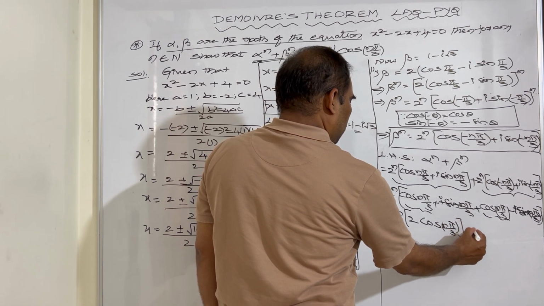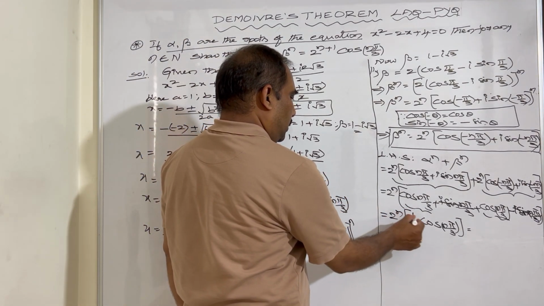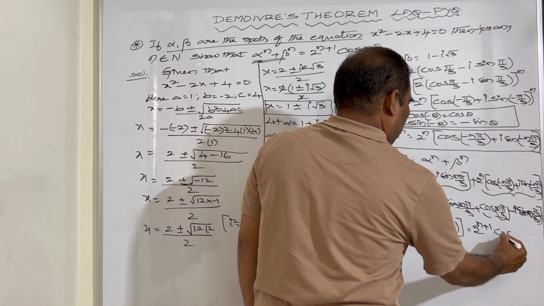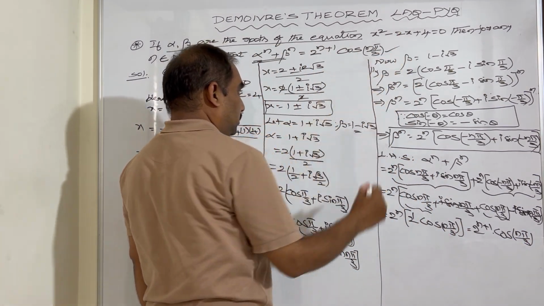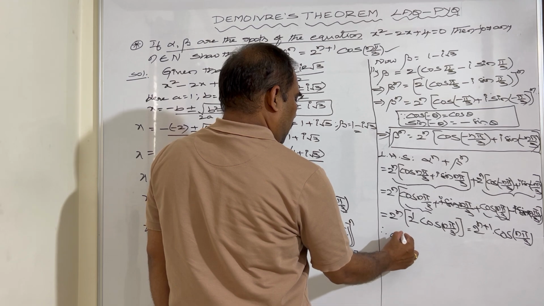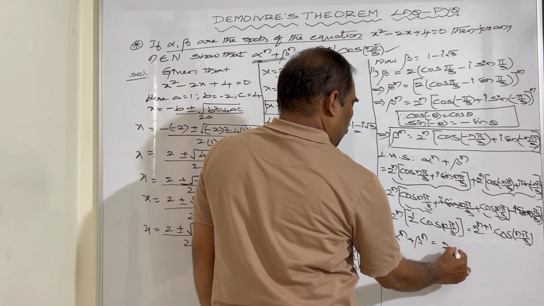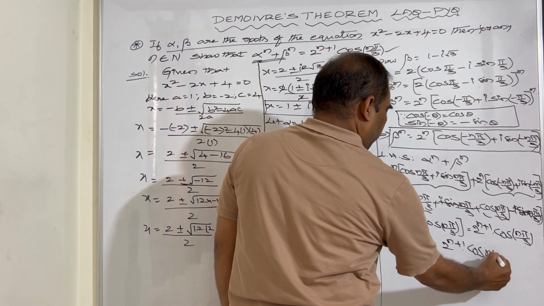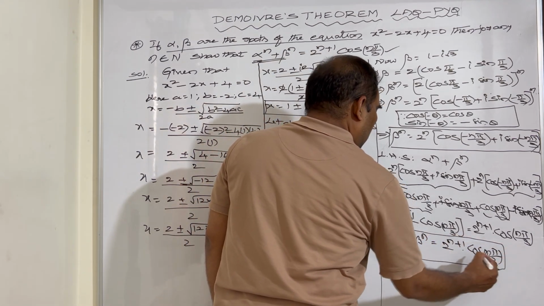So which is equal to 2 power n into 2. So bases are equal, we can add the powers. So which becomes 2 to the power of n plus 1 into cos of n pi by 3. See, we get here 2 power n plus 1 into cos of n pi by 3. Finally, we can write therefore alpha to the power of n plus beta to the power of n is equal to 2 power n plus 1 into cos of n pi by 3. So like this we can prove the given problem by using De Moivre's theorem.